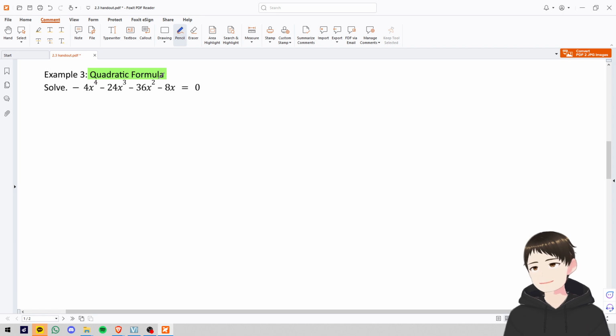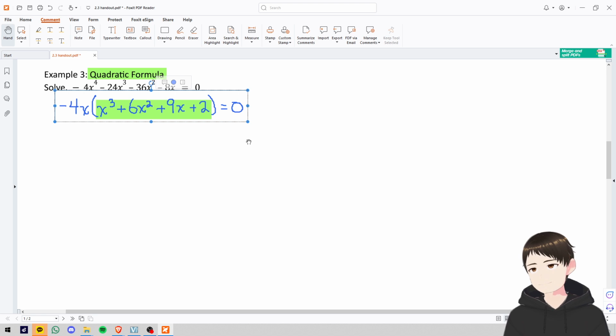I see every single term is going to have an x, so I'm going to factor that out. I also notice the coefficients are multiples of 4. I'm going to do that all at the same time. Factoring out a negative 4x, I have x to the power of 3, 6x squared, 9x, 2. Then from there, I'm going to focus on this part. I know negative 4x is there, but I want to use the integral zero theorem to see if I could factor that.